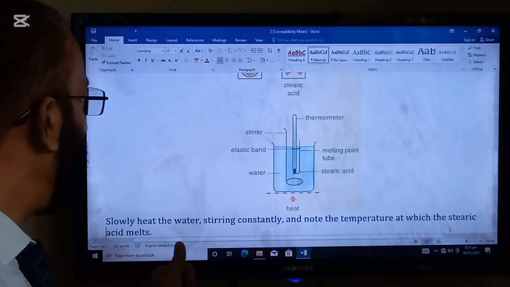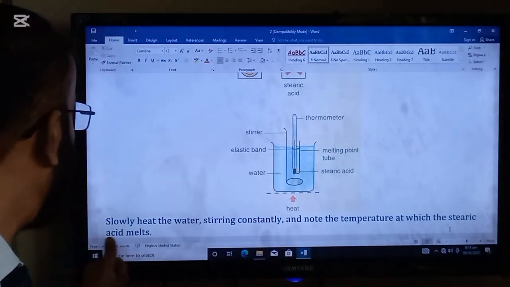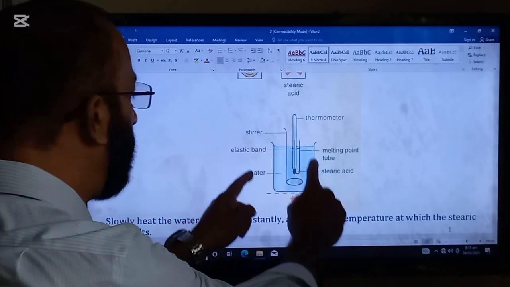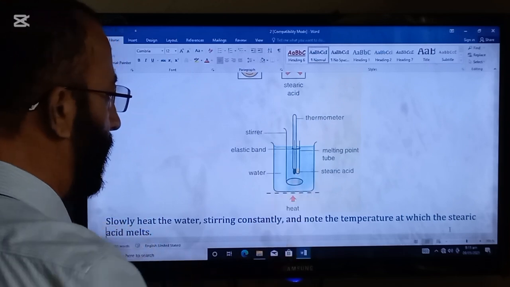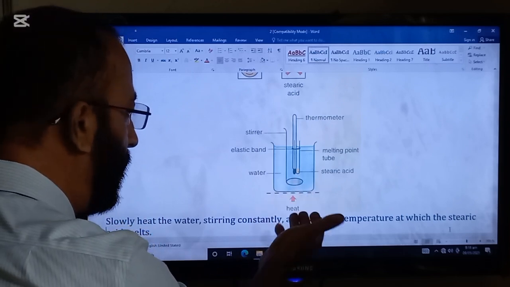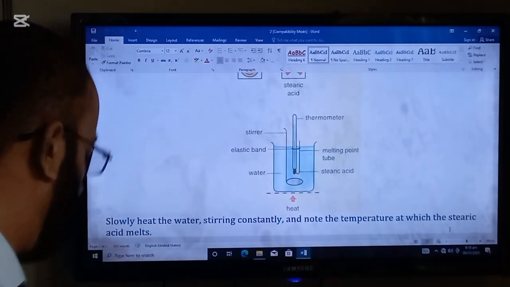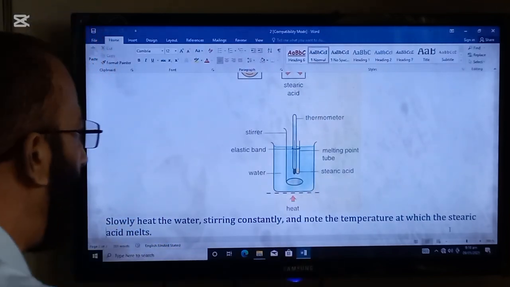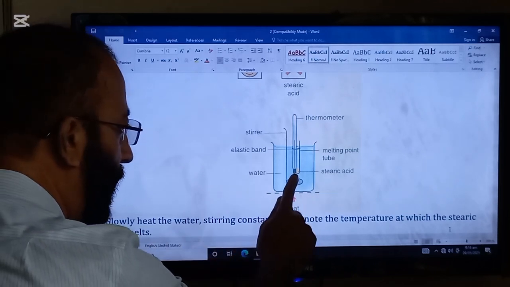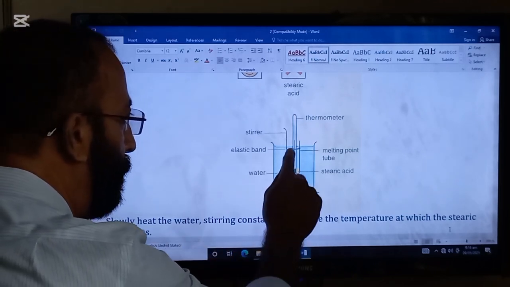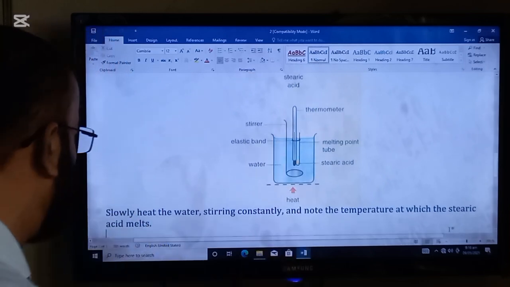Slowly heat the water, stirring constantly, and note the temperature at which the stearic acid melts. So here is a beaker in which water is placed and the apparatus is set like this. Now heat will be given slowly and water will be stirred. And note the temperature at which the stearic acid melts. When this stearic acid starts melting, we will note the temperature of the thermometer from here.